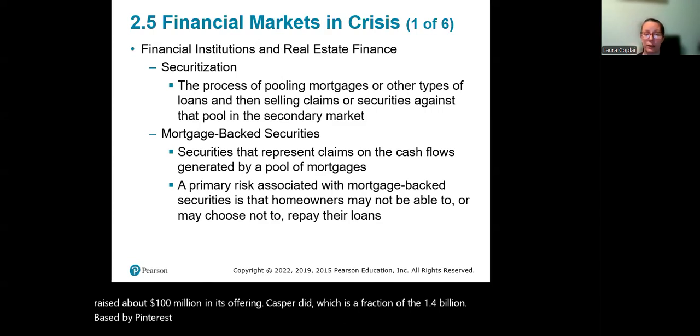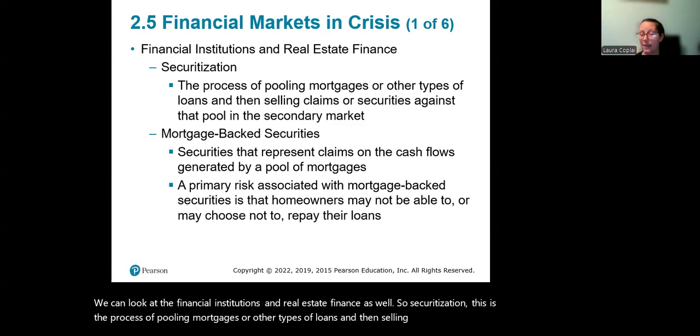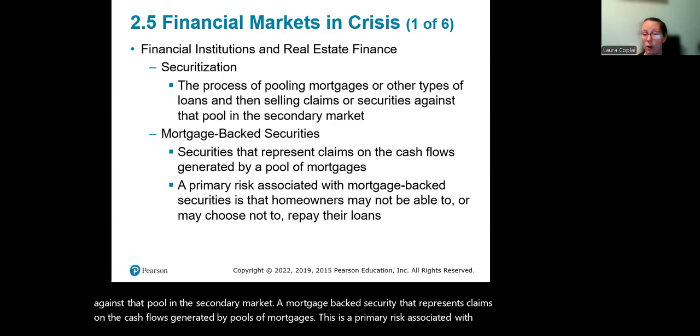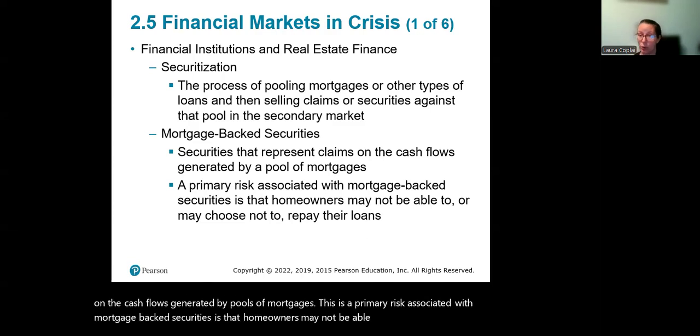We can look at financial institutions and real estate finance as well. Securitization is the process of pooling mortgages or other types of loans and then selling claims or securities against that pool in the secondary market. A mortgage-backed security represents claims on the cash flows generated by pools of mortgages. A primary risk associated with mortgage-backed securities is that homeowners may not be able to, or may not choose to, repay their loans.